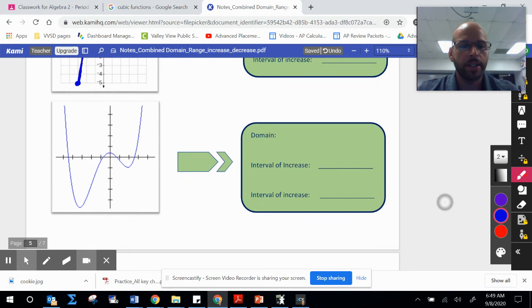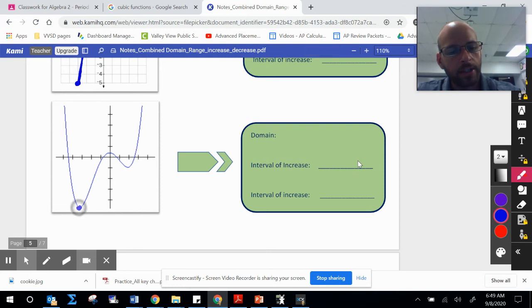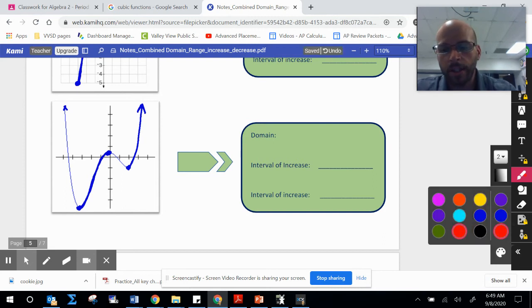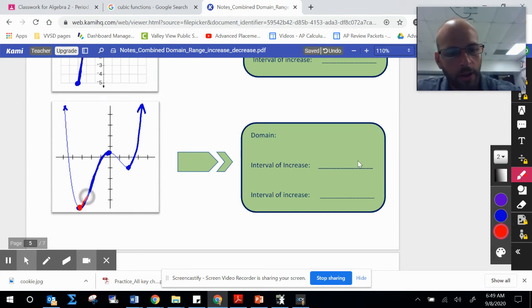All right, let's take a look at this last one. Now, this graph starts decreasing, goes down, and then it's going to go up, and then it's going to go down, and then it's going to go up forever. Now, this graph should have arrows on it. So if I take a look at this, I should probably use a different color other than blue.